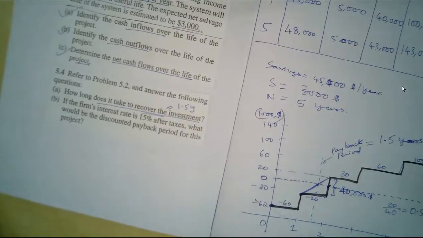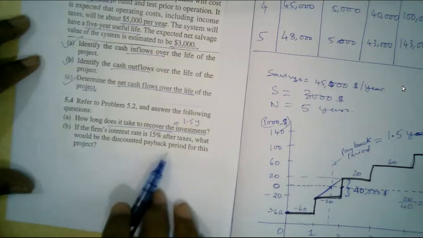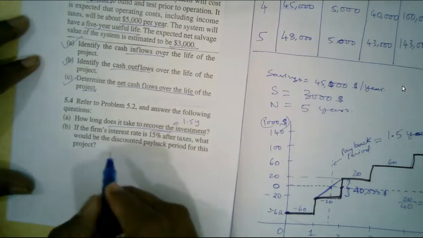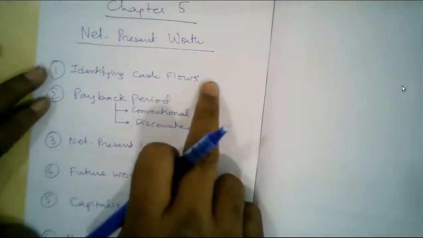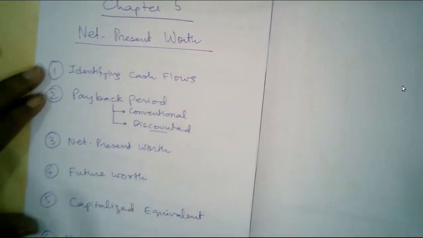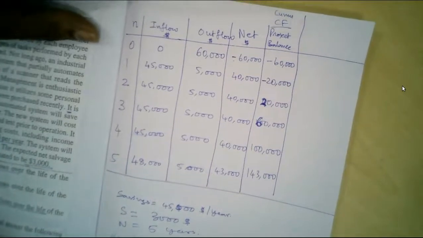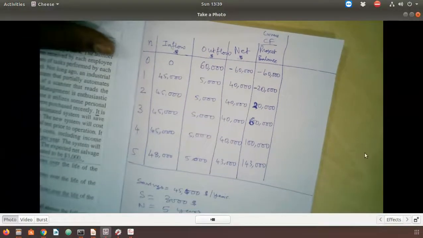Okay. Now let's look at the other part here. If the firm's interest rate is 15% after taxes, what would be the discounted payback period for this project? Now the key word here is this one, discounted. So if I go back to the topics, there are identifying cash flows as the first topic, under payback period, conventional and discounted. So this discounted is a little different procedure. So what we have to do is that we need to calculate the cost of funds. Okay. So let me show you how it is done.